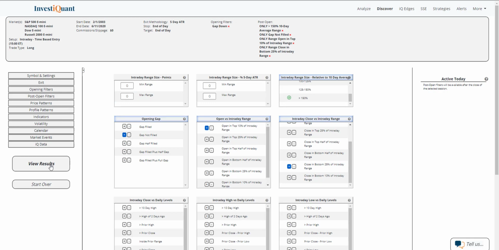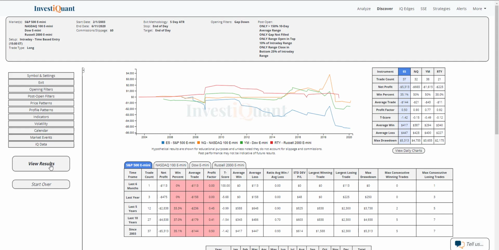So now I can click View Results. All right, so here are the results, and this is based off of entering at 3 p.m. Eastern time, exiting at the close, 4:15 p.m. Eastern time, when gapping down and seeing large range taking place. So 150% of the 10-day average for that time period is being met. So we've got greater than 50% beyond a normal range for that size. We did not fill the gap, so the down gap did not fill. The open was in the top 10% of the intraday range, and you are trading in the bottom 25% of the intraday range. So this is creating a trend-like day going into the close.